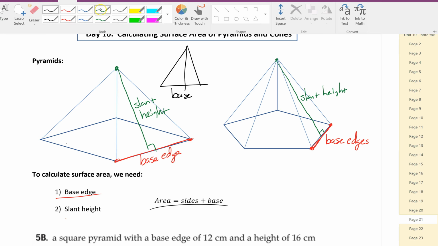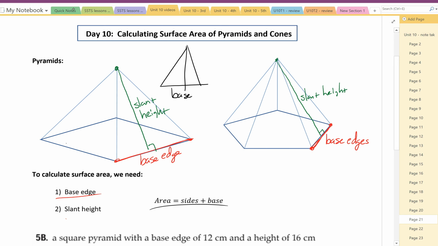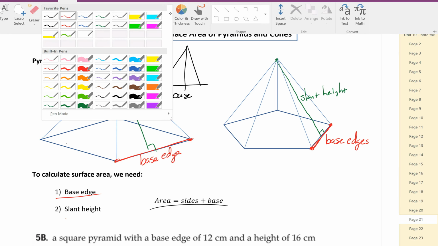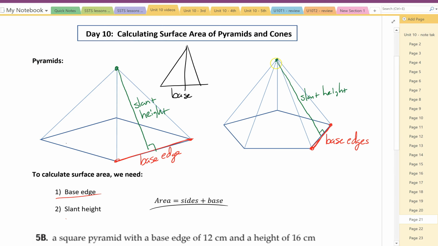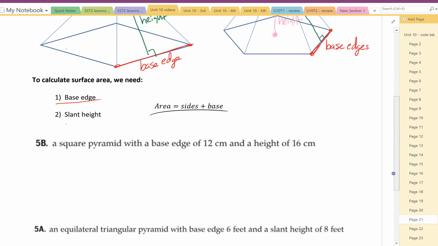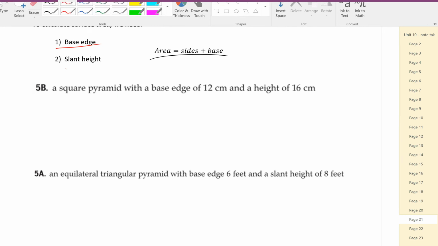One thing to look out for, though, is that instead of giving you the slant height, sometimes a problem will give you just the height. What that means is that's like if I dropped a line down from the top of the pyramid to the exact center of the base of the pyramid. So this right here would be the height. And I'll show you how to deal with that once we get into this first example that we're going to do. So it says I have a square pyramid.